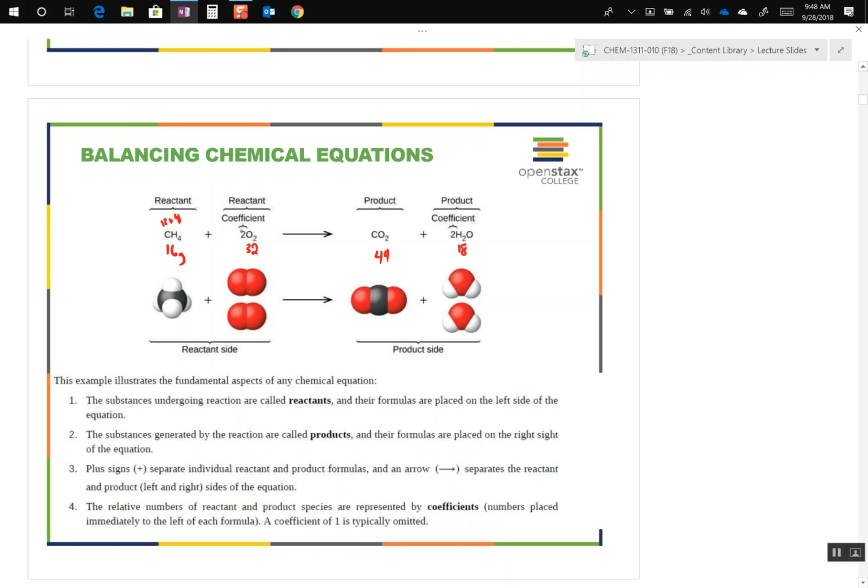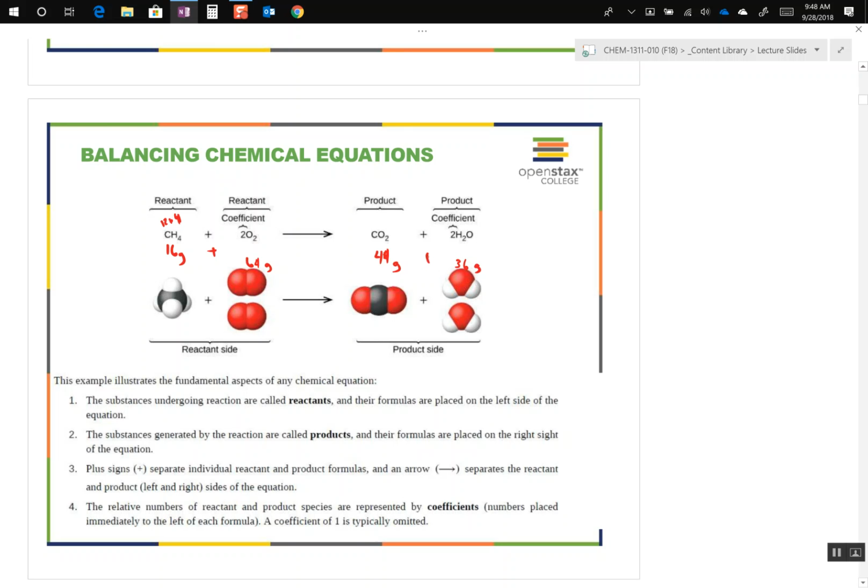Okay, so here we have 16 grams plus 32 times 2, which is 64. Here we have 44 grams and 36 for 2 times 18. These are the masses that are conserved on each side.